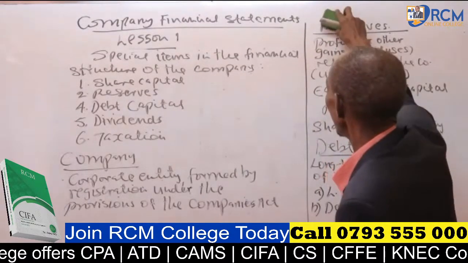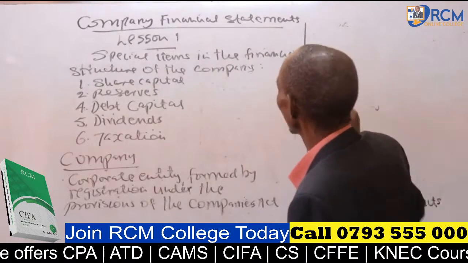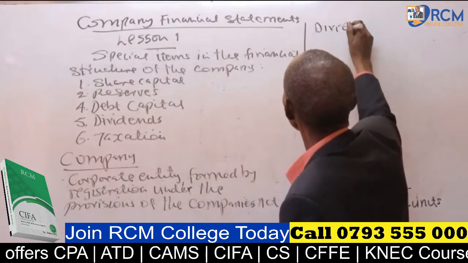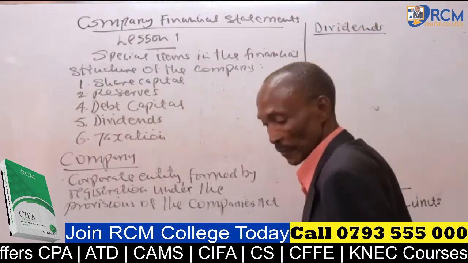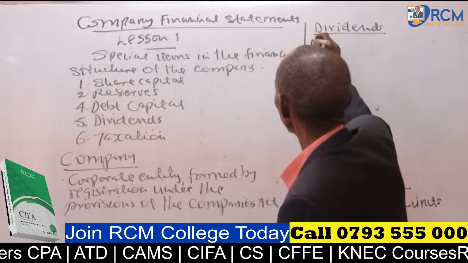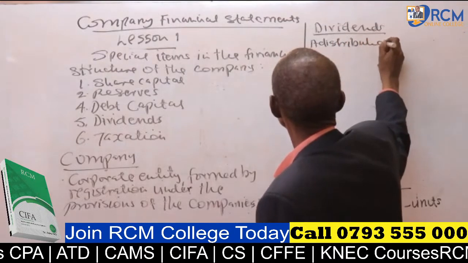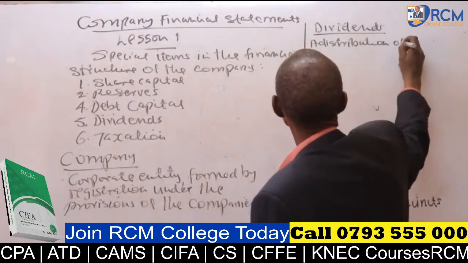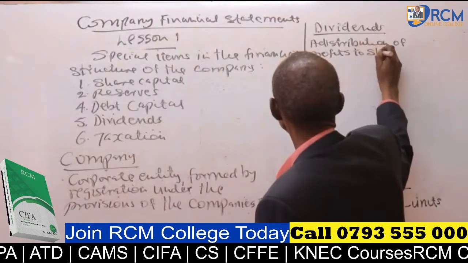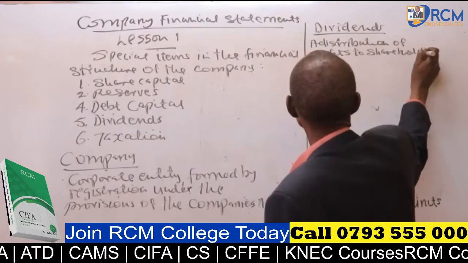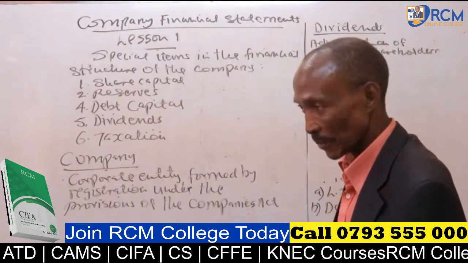Now, next is the dividends. The next term is dividends. What we mean by a dividend is a distribution of profits to shareholders. When the company pays a portion of the profit to shareholders, we call these dividends.